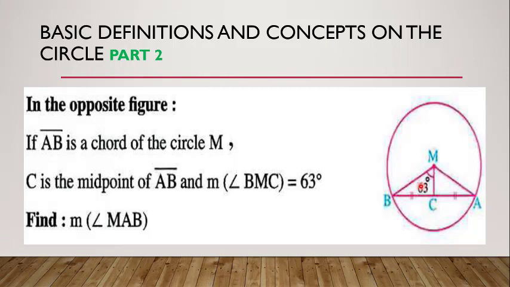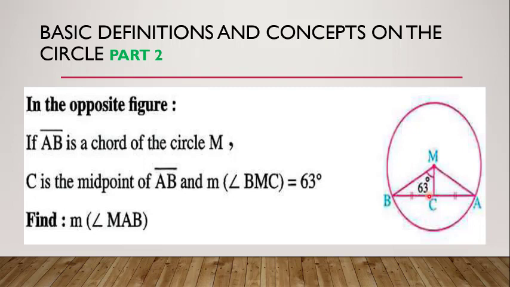Another exercise here. AB is a chord of the circle M, C is the midpoint of AB, and measure of angle BMC equals 63 degrees. Find measure of angle MAB.